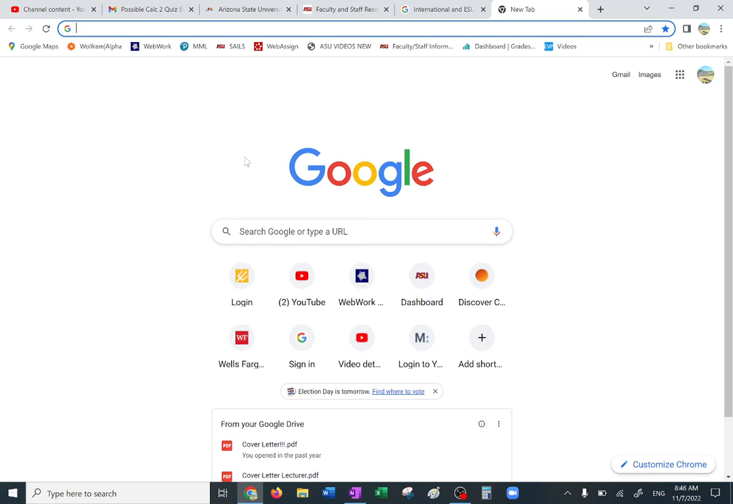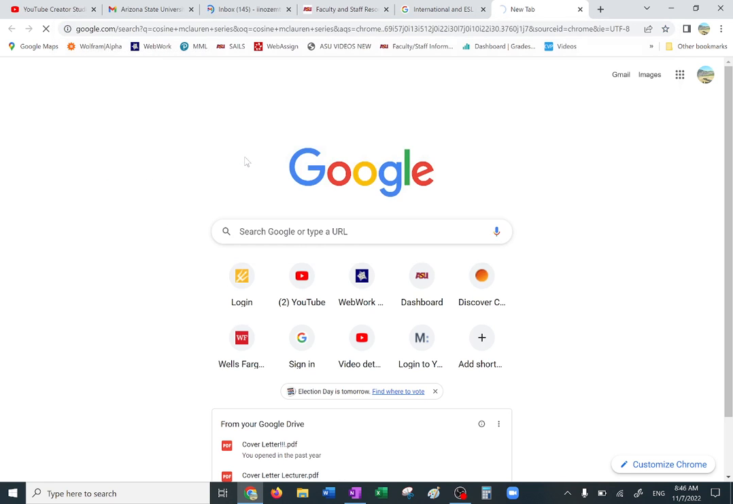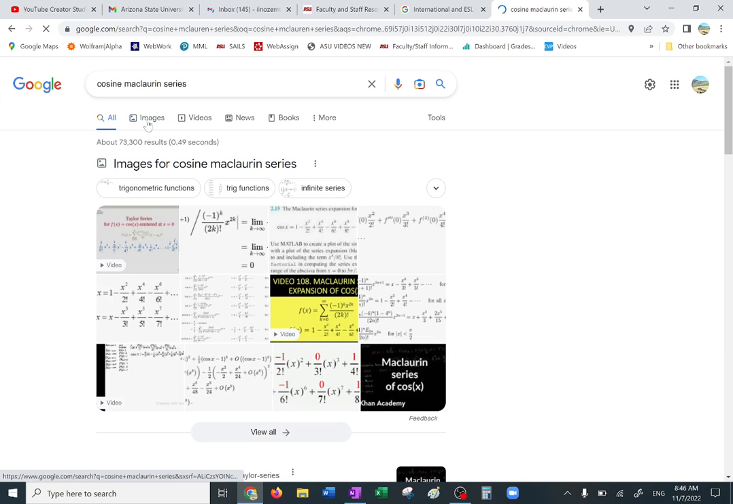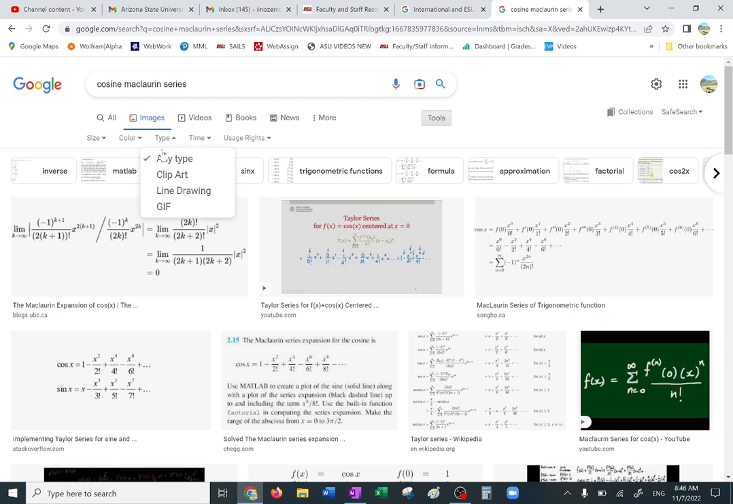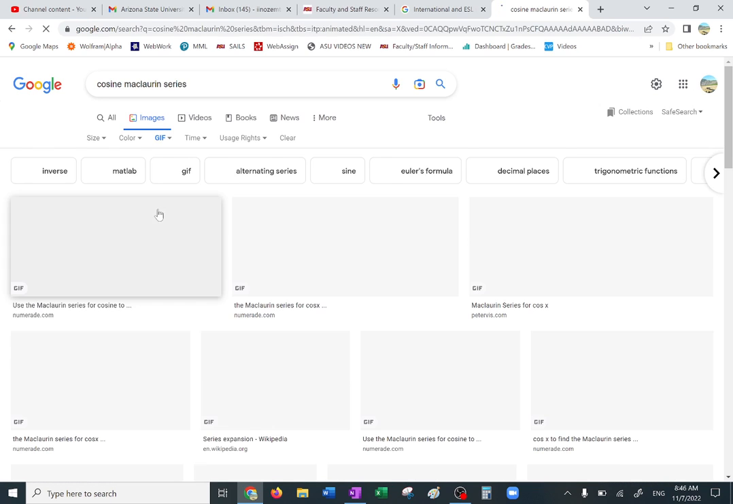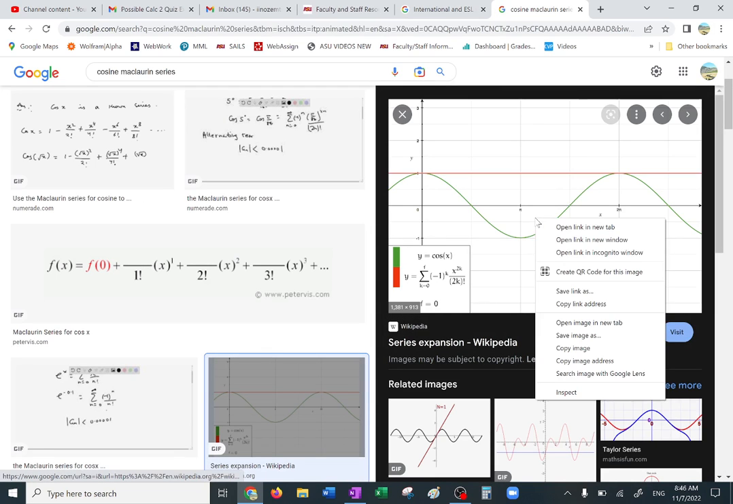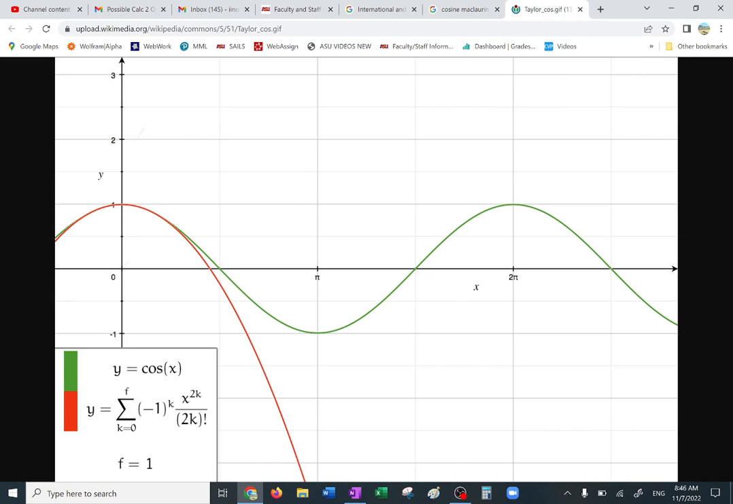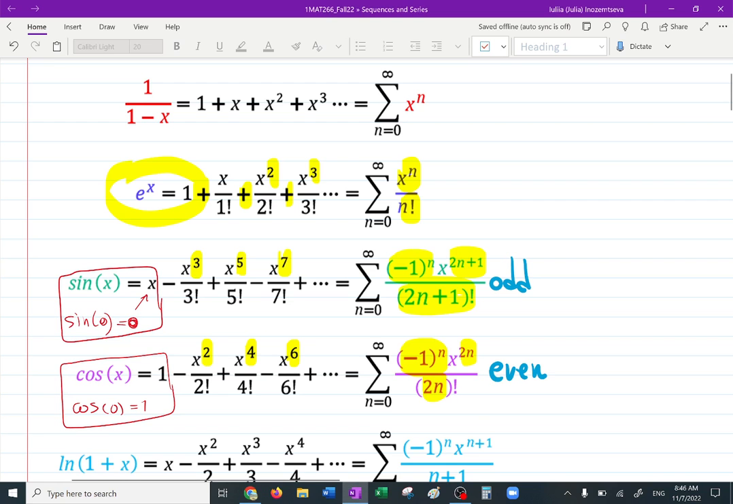We did cosine, the Maclaurin series. Cosine. It did change to A, but that doesn't really matter. This is how it looks. Check out how awesome this is. What we did, this is from Wikipedia, for example, was create those polynomials. Let me show you again. This is actually pretty awesome.